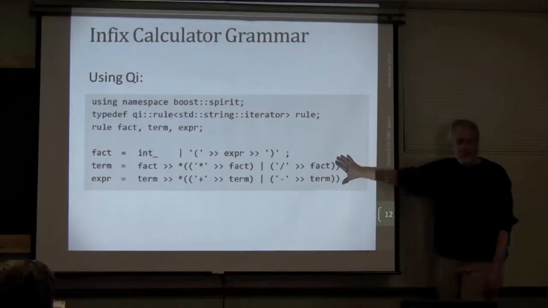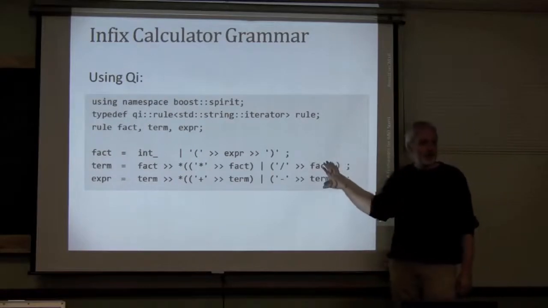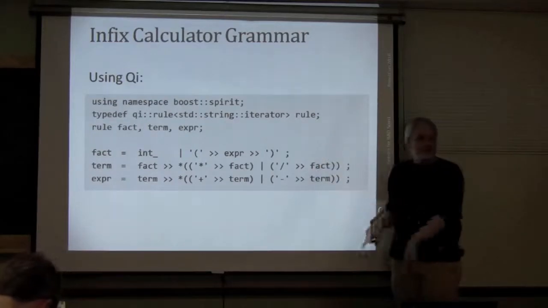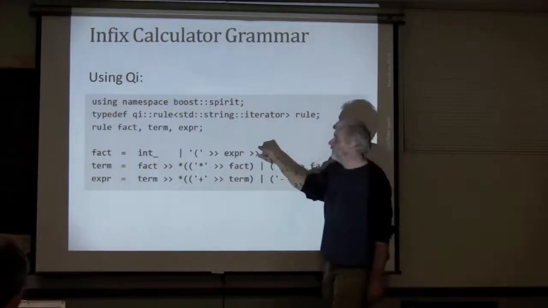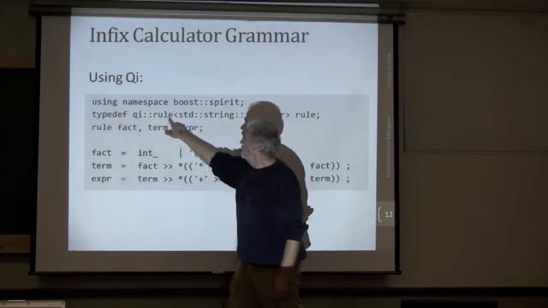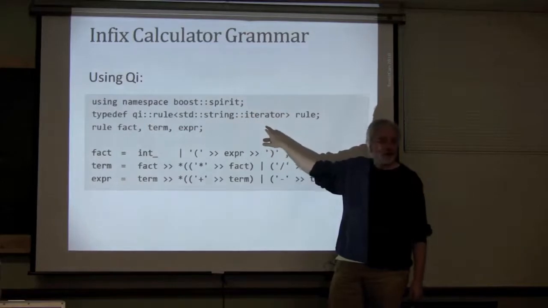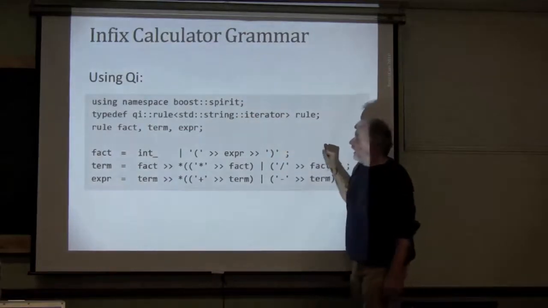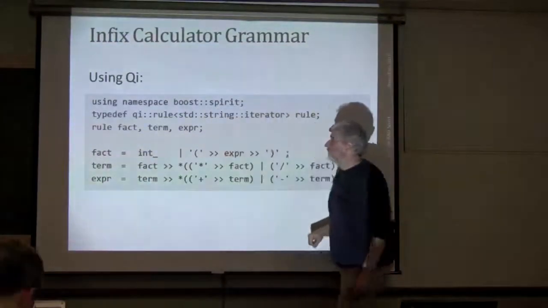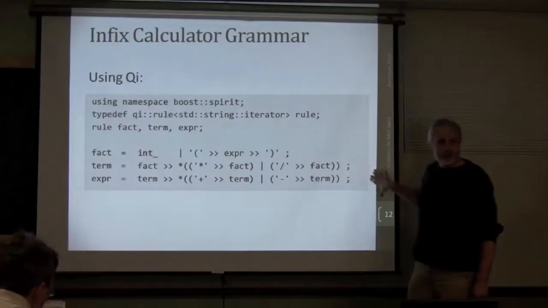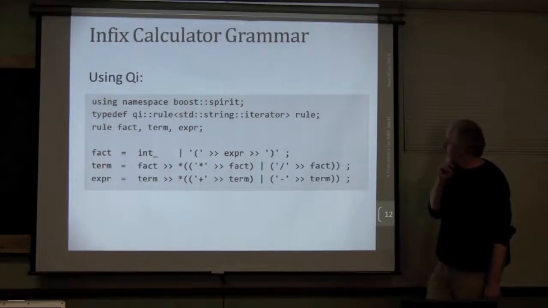So this expression is pure C++. And every C++ compiler will happily understand that if the operators are properly defined. And to make that work, we need some scaffolding. And that scaffolding is, okay, we define a rule which works on input iterators from a string in this case. And then we define our so-called non-terminals, a factor, a term, and an expression, and assign an expression on the right-hand side.